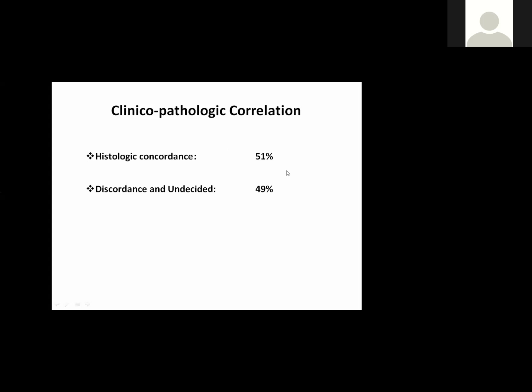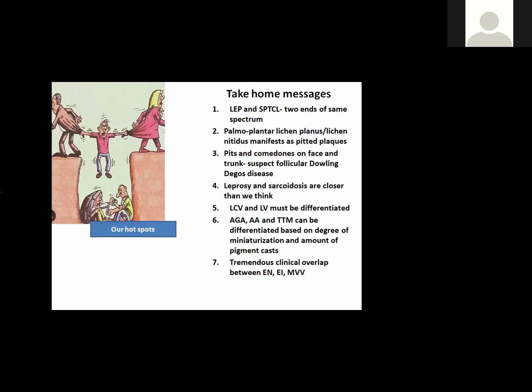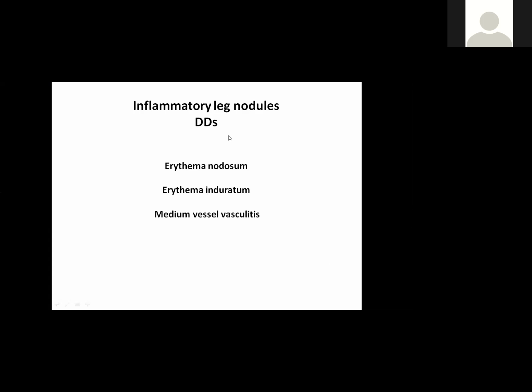The remaining half of the cases show a discordance between the clinical appearance and histopathology, which suggests that there is a tremendous clinical overlap between erythema nodosum, erythema induratum, and medium vessel vasculitis. What we think of as erythema nodosum may also be a morphological variant of erythema induratum and medium vessel vasculitis. Therefore, whenever we see something that has a morphology of EN, it is always better that we put all these three differential diagnoses, because it is possible that the histopathology may not be of erythema nodosum but of erythema induratum and medium vessel vasculitis.